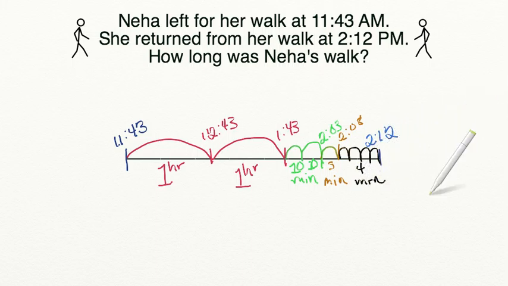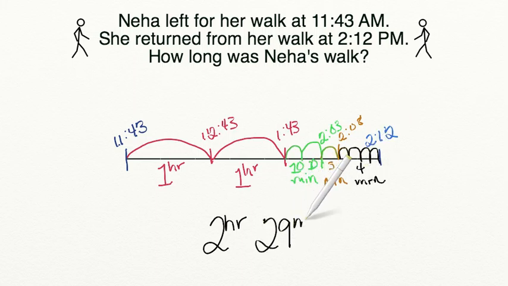And now we're ready to add up all of our hours and minutes together. So we have 1 hour plus 1 hour, which is 2 hours. And then we have 10, 20, 25, 29 minutes. So that means the elapsed time from 11:43 a.m. to 2:12 p.m. is 2 hours and 29 minutes.